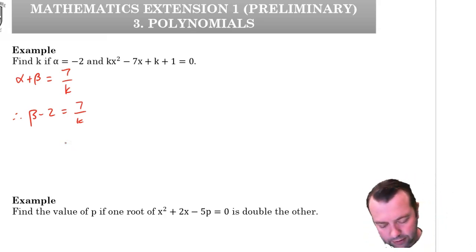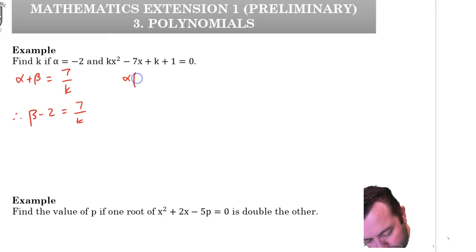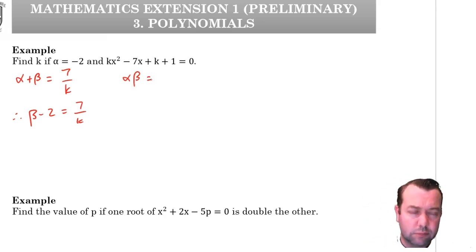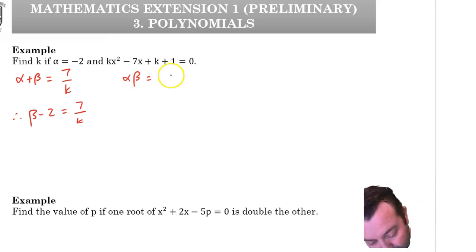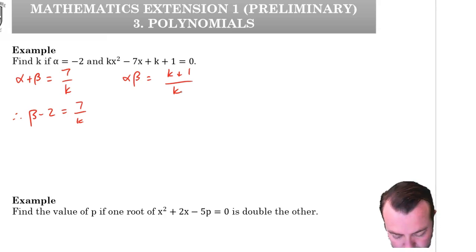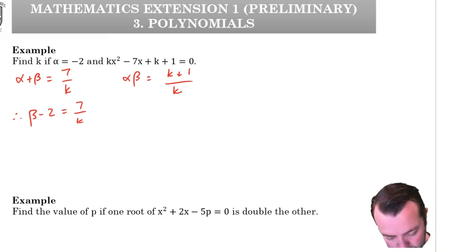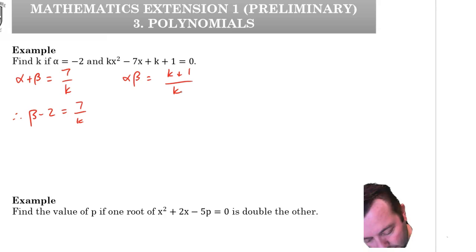We've got some more tricks up our sleeve. I also know that alpha beta equals c over a. Now that's k plus 1 over k. What are we going to do here? Well, I think if we do this, I'll substitute my negative 2 in. Negative 2 beta is k plus 1 over k.